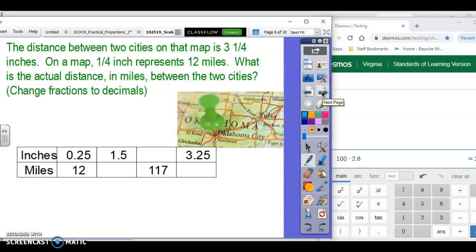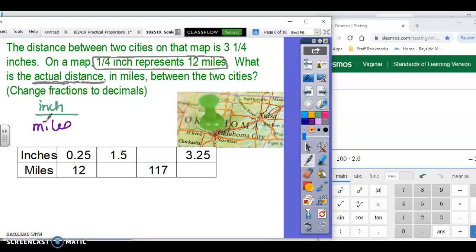So the next problem, the distance between two cities on that map is 3 1/4 inches. On a map, 1/4 of an inch represents 12 miles. So this is the actual scale that would be given to you on the map. What is the actual distance? So, actual distance is what we drive, so that would be miles, between the two cities. Change fractions to decimals. So the two measurements we're going to use are inches and miles.